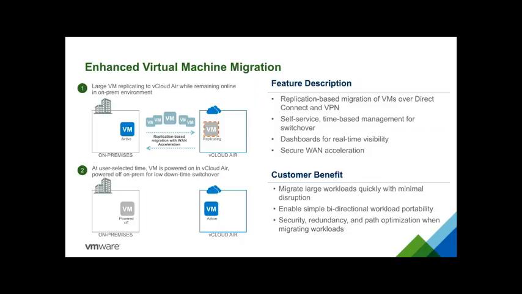Or you can have a scheduled switch over, so basically you can decide when the VM is going to be powered on in vCloud Air, because you'll have a maintenance window coming up, or you can even let the Hybrid Cloud Manager decide when is the best time to do the switch over. Based on the activity on the VM, it will automatically switch over when the activity is low.